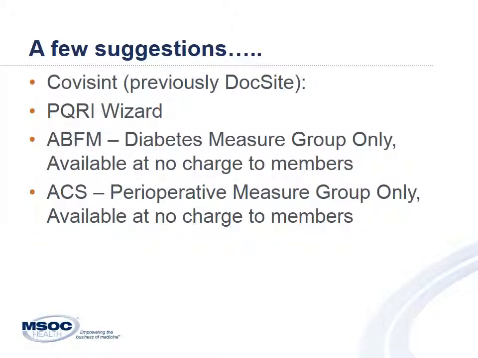There are dozens of registry programs, but here are 2 that some of our clients have used successfully. Also check with your EHR vendor, as some have relationships with specific registries that can reduce your data entry time or your costs. The American Board of Family Medicine and the American College of Surgeons each offer a registry for members at no charge, but these only offer one of the measure groups. Check with your association to learn what they offer.